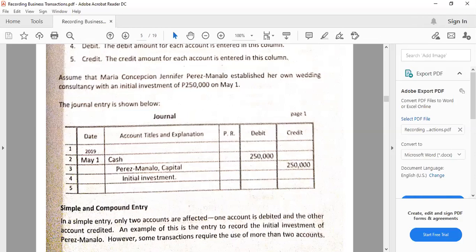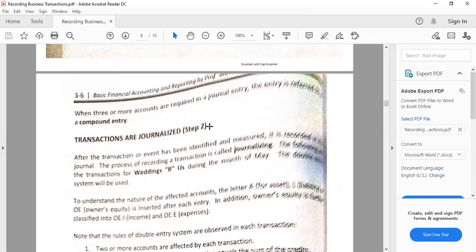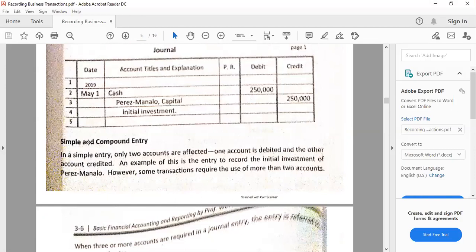All right? So that's how we are going to journalize a transaction. This is an example of a general journal. Next, how do I identify a simple and compound entry? It is a simple journal entry when there is one debit and one credit. If ever it exceeds one, meaning two or more debits, or two or more credits, or both two or more debits and two or more credits, then we call such a compound journal entry.